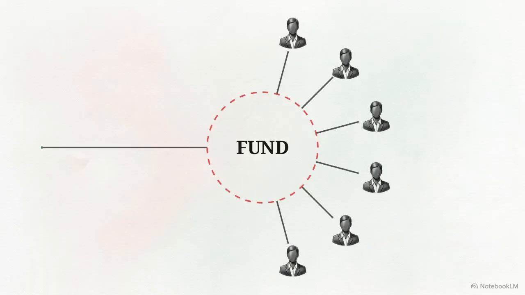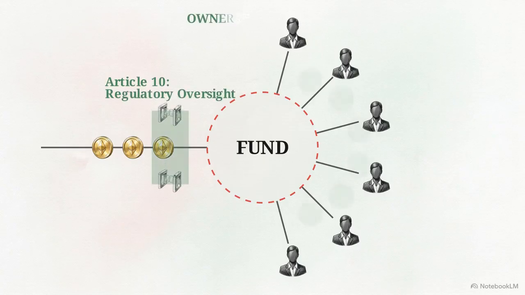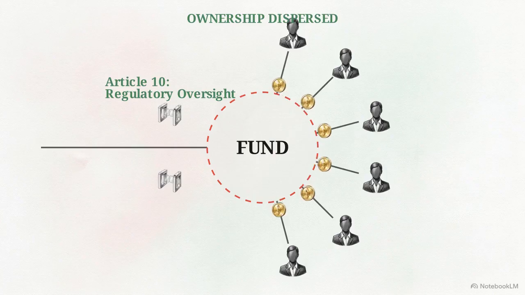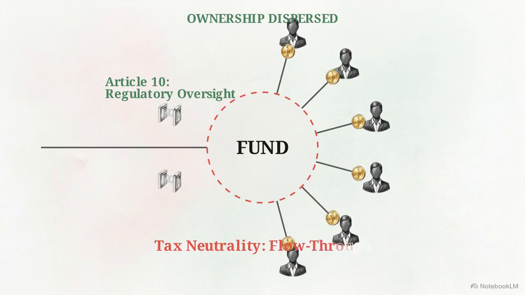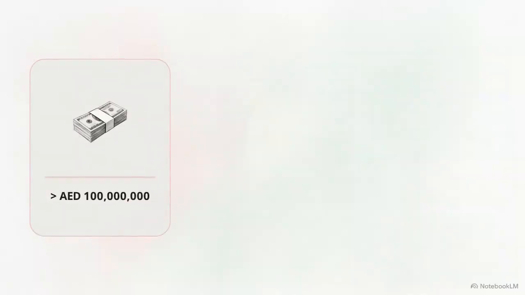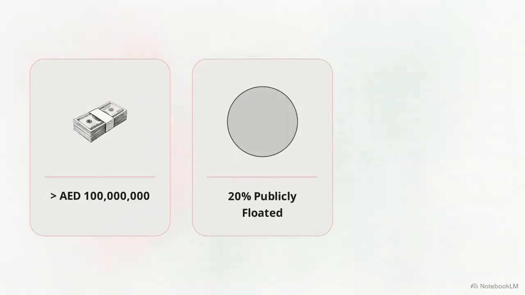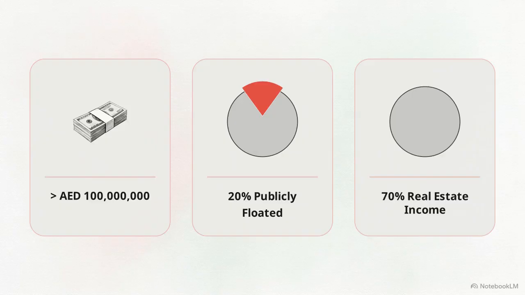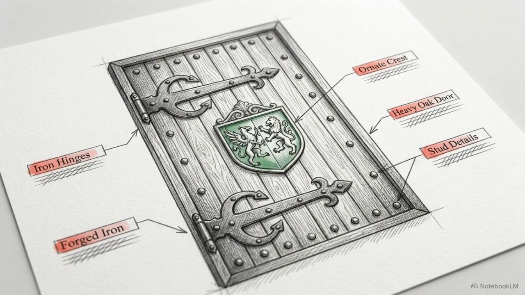Fiscal transparency lets capital flow unobstructed through the fund directly to investors, bypassing entity-level tax. To earn this, Article 10 requires strict regulatory oversight, and ownership must be widely dispersed to prevent concentrated tax avoidance. Real estate investment trusts face specific constraints: assets exceeding 100 million dirhams, 20% publicly floated capital, and 70% real estate income. Article 17 addresses family foundations and trusts.